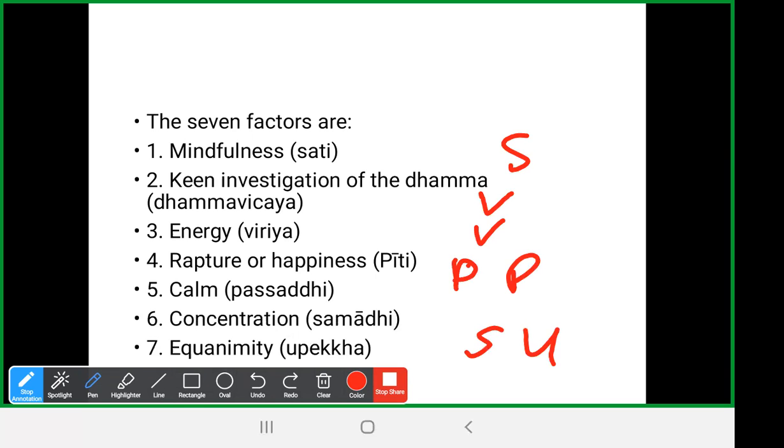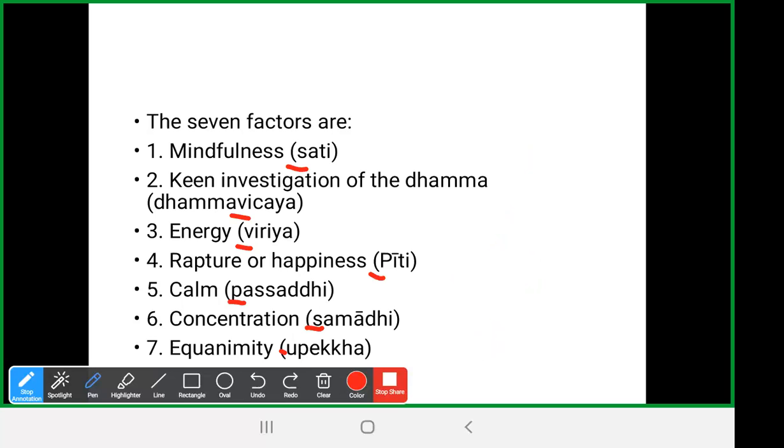Okay. So if you remember S, sati, the first one, it should be easy for you to remember sati. Then vicaya, dhamma vicaya, then viriya, piti, and passaddhi. So these two you can put together, all right? Then samadhi and upekkha, these two you put together. So if you remember this, sati, then 2V, 2P, and then the SU, right? So it's easy. Sati, vicaya, viriya, piti, passaddhi, samadhi, upekkha, all right? So that's how I remember the Pali.